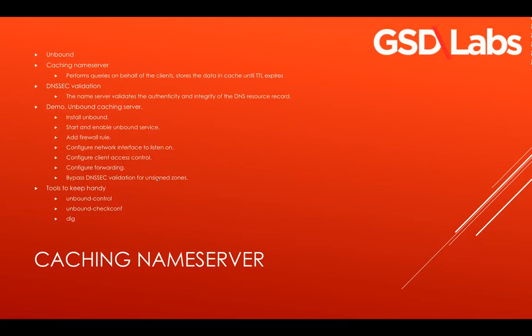Okay, so moving on, let's talk about what's important for the objective of the exam. The RHCE objective requires for you to be able to configure a caching name server. So a caching name server is really a server that performs queries on behalf of the clients and then stores the data in the cache until the TTL expires. But it also does a DNSSEC validation for your server, which means the server would be able to validate the authenticity of the DNS data that actually came back.